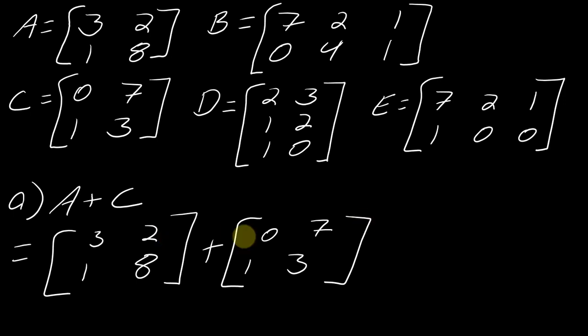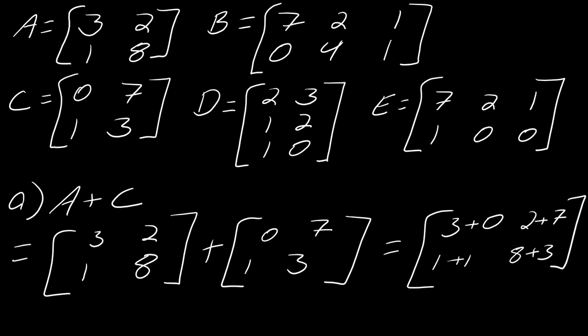So you just add element by element. So I'm going to take 3 plus 0. So maybe I'll write out all the operations here. So I have 3 plus 0. Then I'm going to have 2 plus 7, 2 plus 7. I'll have 1 plus 1 and 8 plus 3. So you literally just go through element by element to do this.